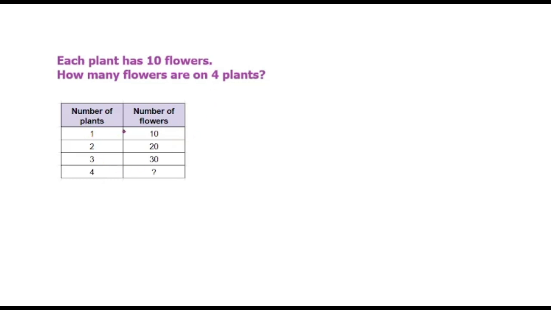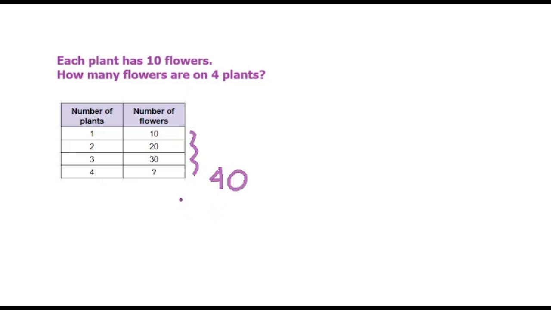So if one plant has 10 flowers, then 2 plants are going to have 20 flowers, and 3 plants are going to have 30 flowers. And then what about 4 plants? How many flowers will they have? You just have to notice that what's happening here is we're skip counting by tens. So 10, 20, 30, and the next one we know is 40.